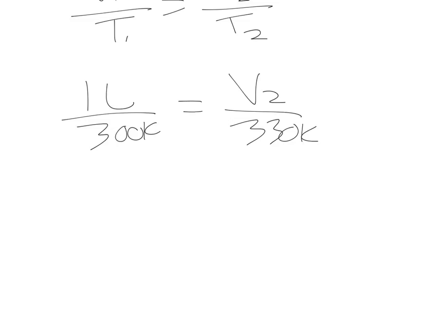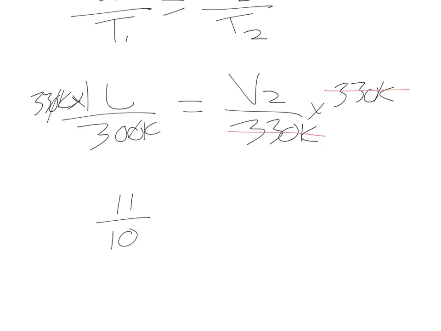Now, I'm trying to get volume 2. I have 330 Kelvin on bottom, so if I multiply by 330 Kelvin on top on both sides, then you'll see 330 Kelvin cancels here, and I get V2 left equal to 330 times 1 over 300. That's going to reduce. I get a 0 goes away. I get 33 over 30, or I get 11 over 10, which is the same as 1.1 Kelvin.